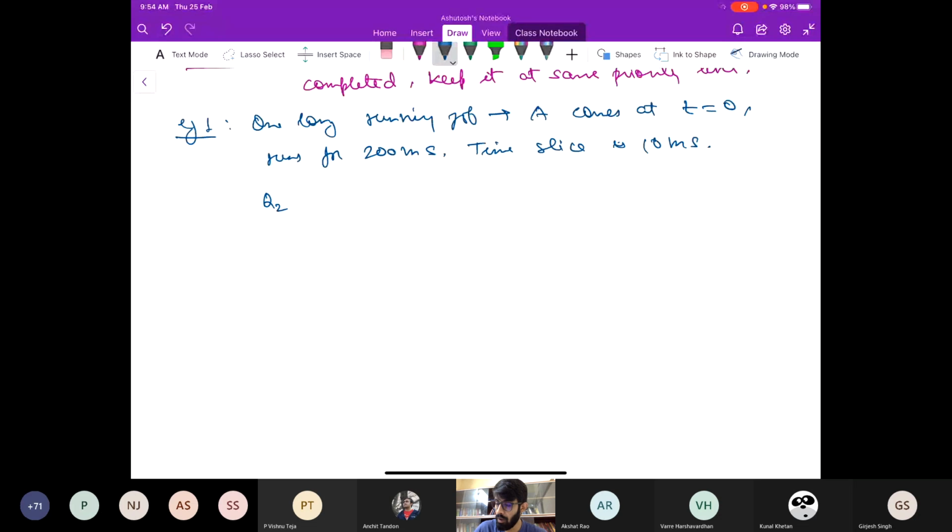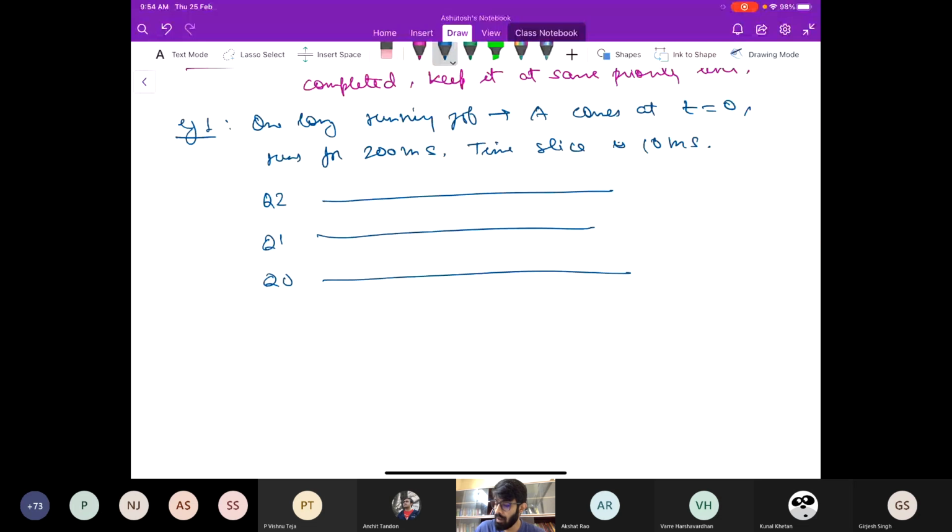Suppose we have only 3 queues for now: Q2, Q1, Q0. The job comes at t equal to 0. It runs for 10 milliseconds at the top level. Why? Because when a job enters, it starts at the top level.